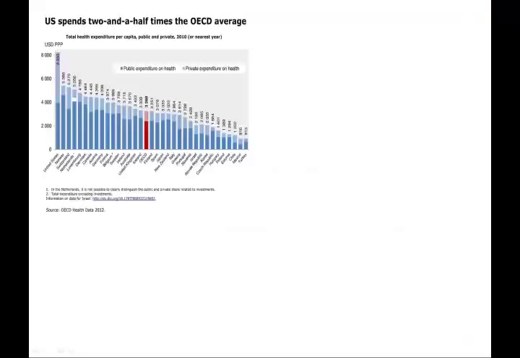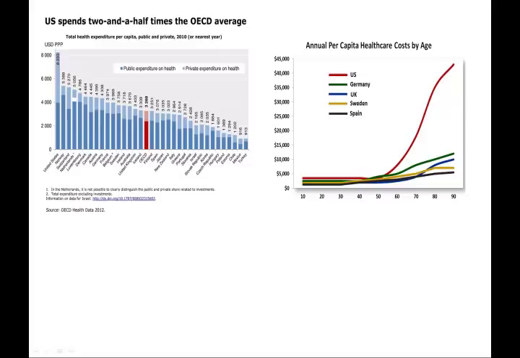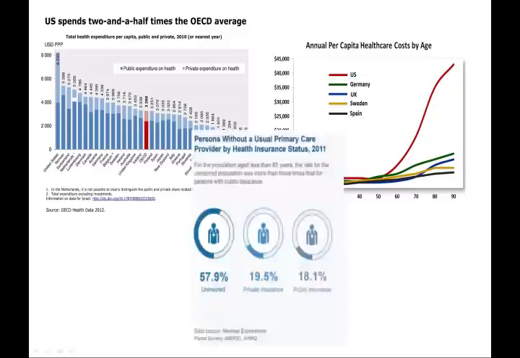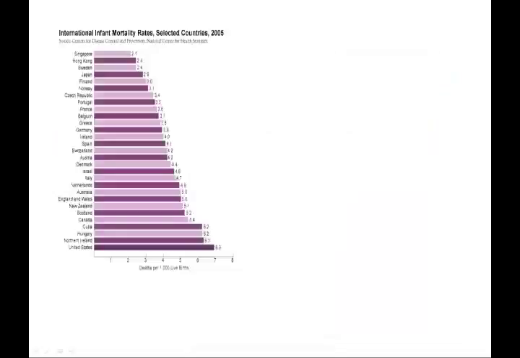It will not be a surprise to anyone listening to this that the United States spends far more on healthcare than any other developed nation. And at least as a part of those high costs, we have a lot of patients without good access to the medical system. A lot of patients are uninsured and do not have a primary care provider. Outcomes are not great either. Here's our infant mortality rates. You can see that we're way down at the bottom of this list of developed countries.